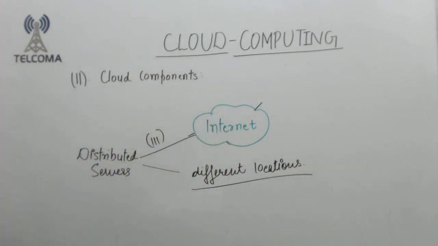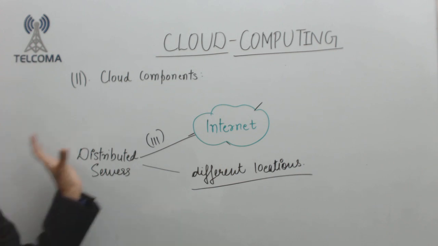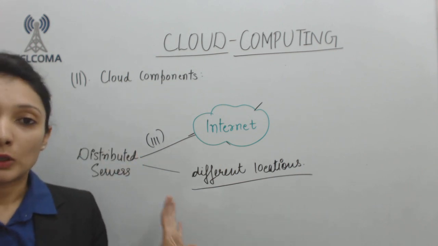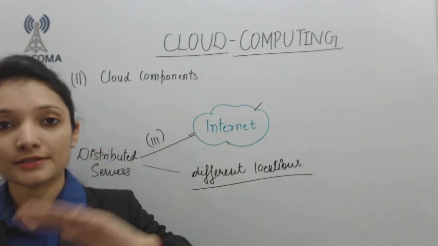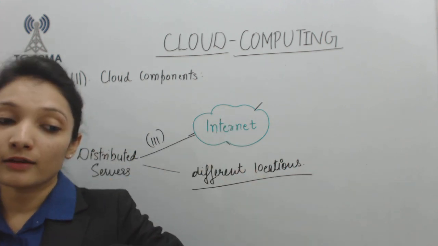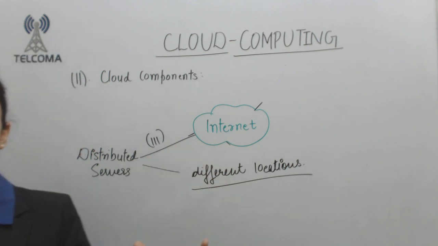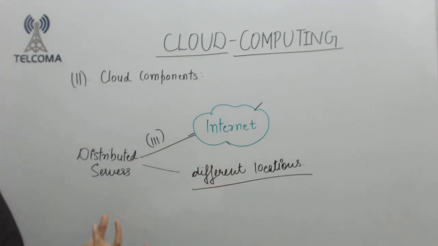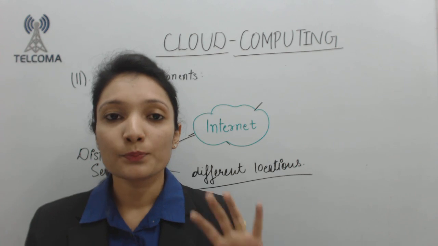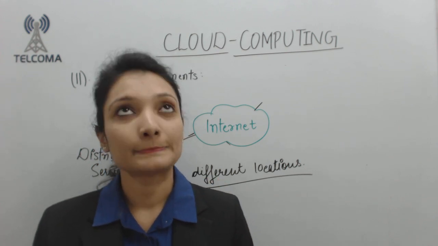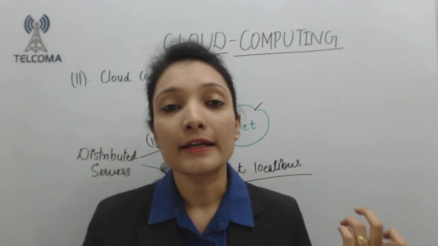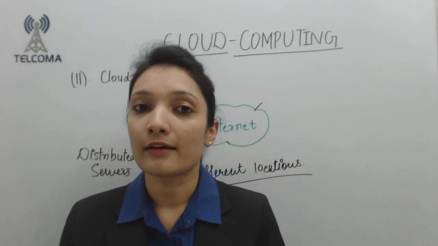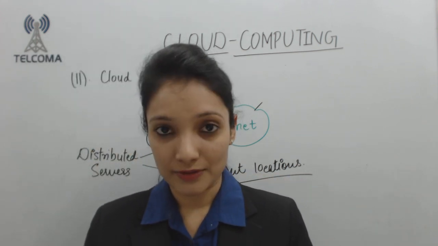They may be present in different locations, but for subscribers, these act as if they are placed right next to each other. That means they work in such a manner that to the subscriber, they appear as if they are placed next to each other. But in practical terms, these servers are geographically distributed. That means they are placed at different locations.